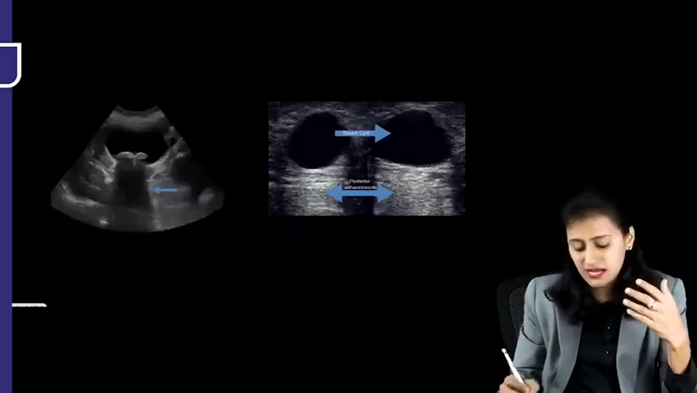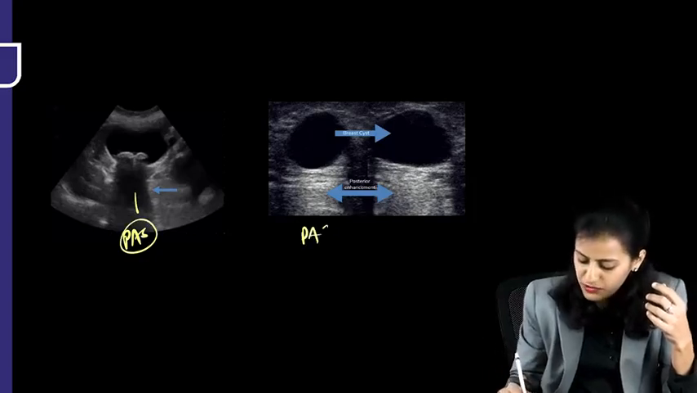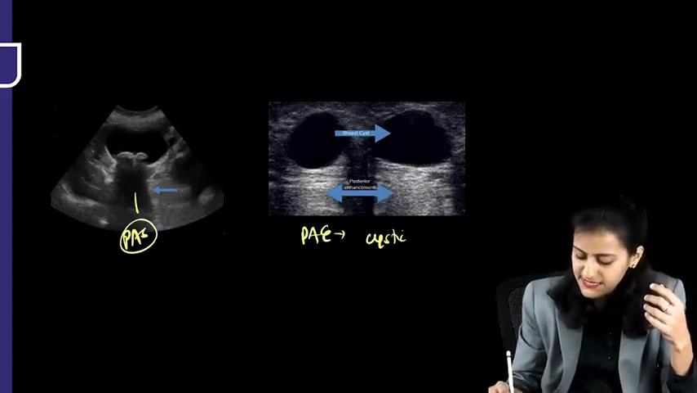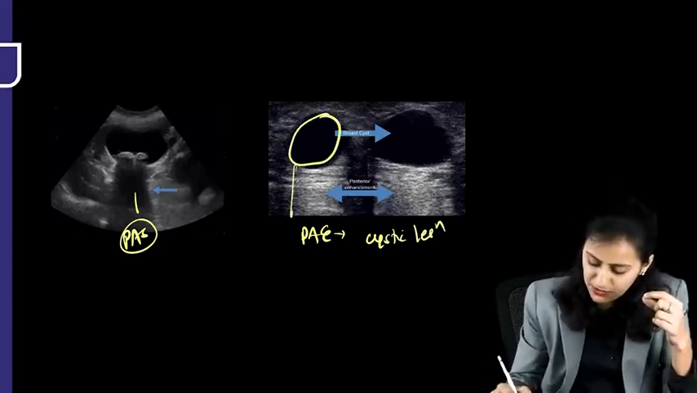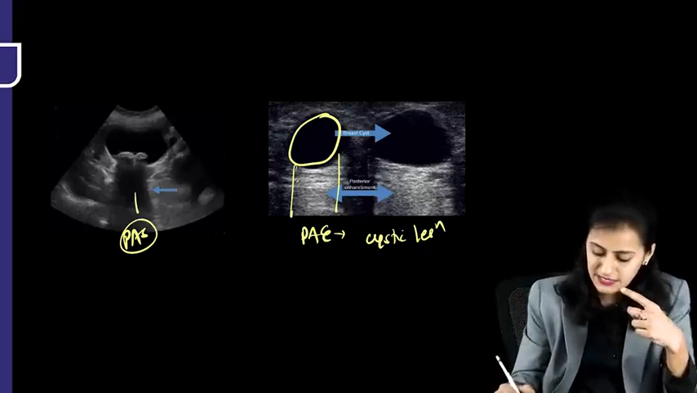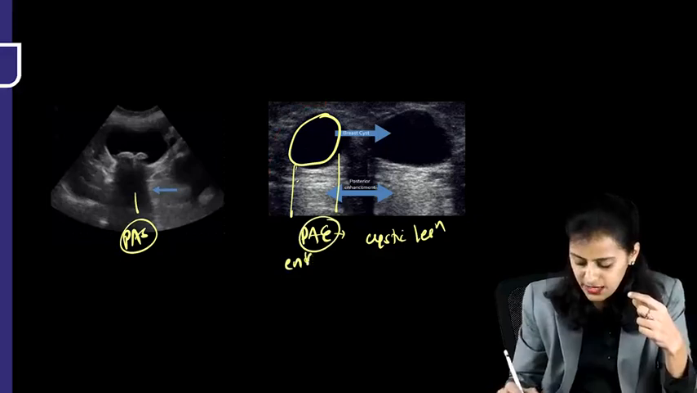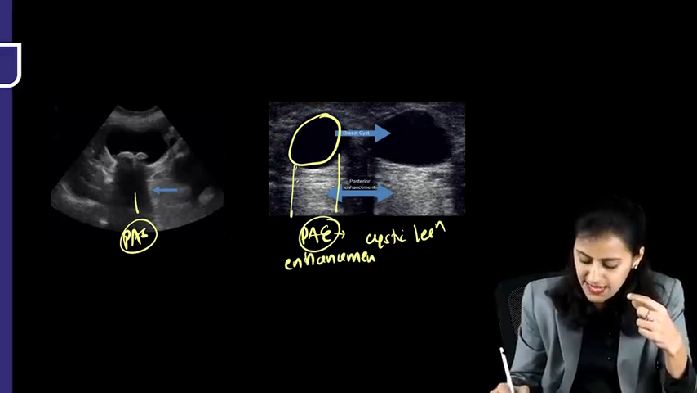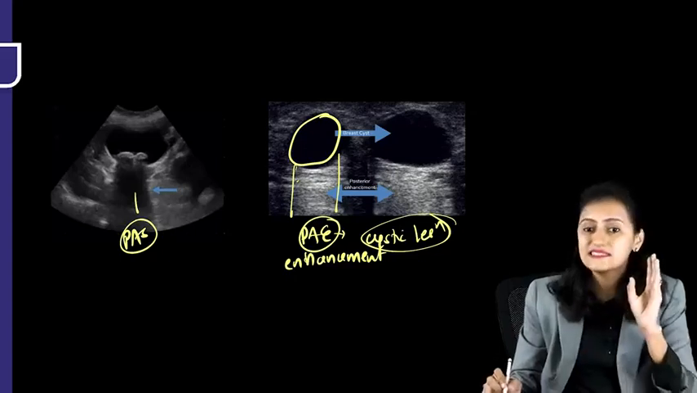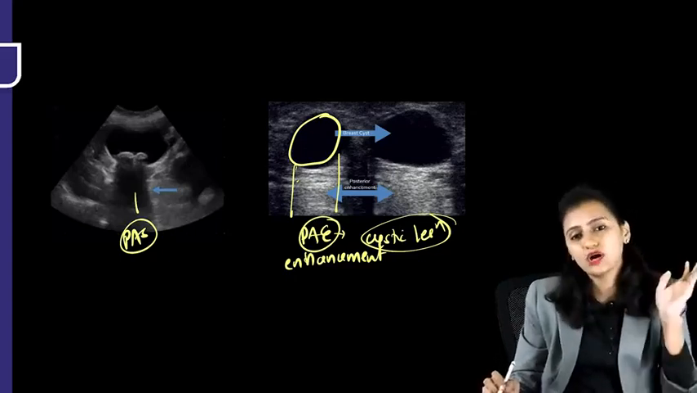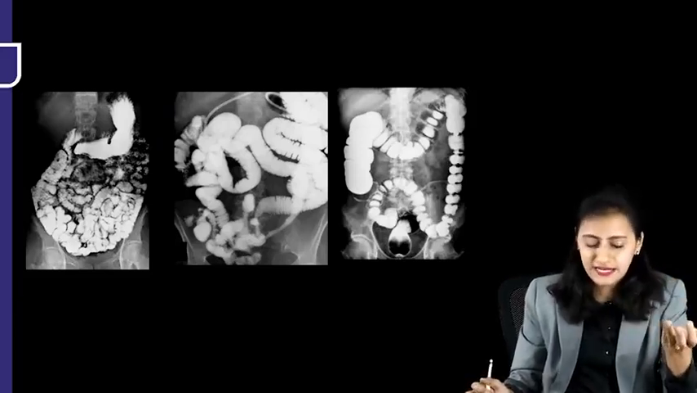Now what is posterior acoustic enhancement? First we saw posterior acoustic shadowing. What gives posterior acoustic enhancement is a cystic lesion. If behind a lesion, you see that the area is very white as compared to the rest of the area, then it is called posterior acoustic enhancement. Enhancement means white. So it helps us identify that the lesion is a cystic lesion and not a solid lesion. Next one, identifying this GI contrast studies.